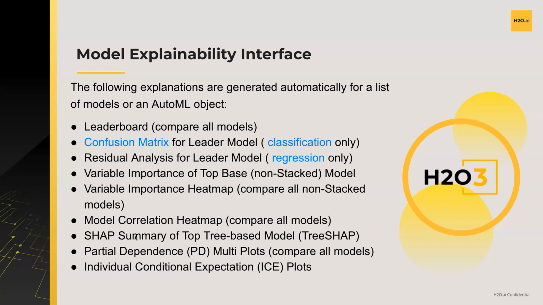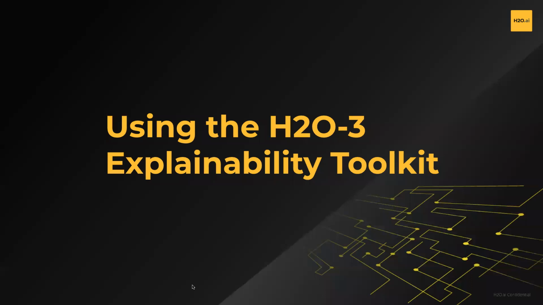Then you have one of the most commonly used explainability techniques called SHAP. So SHAP summary plot, partial dependence plots, and individual conditional expectation plots. We're going to see them when we work with the code.